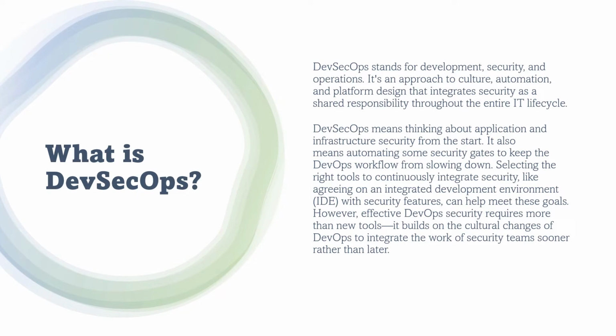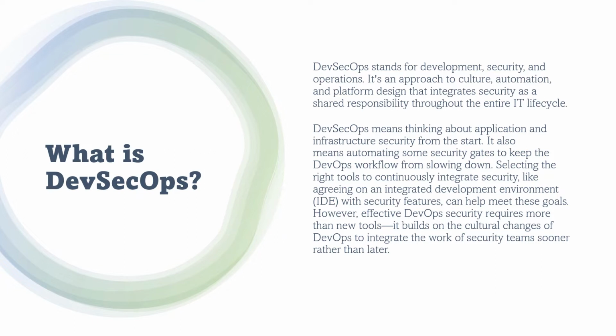It's an approach to culture, automation, and platform design that integrates security as a shared responsibility throughout the entire IT lifecycle. DevSecOps means thinking about application and infrastructure security from the start. It also means automating some security gates to keep the DevOps workflow from slowing down.